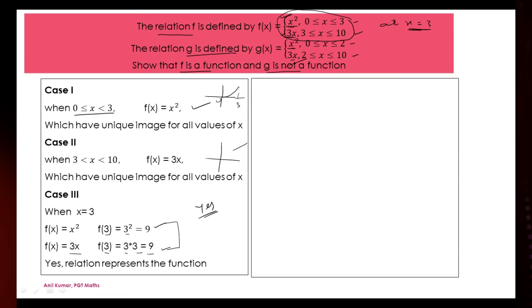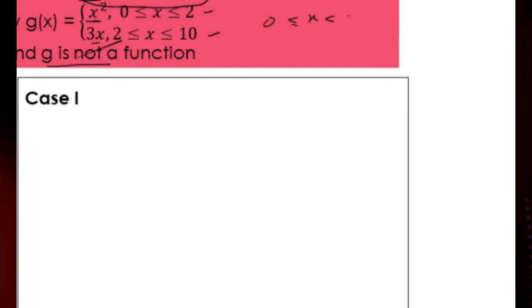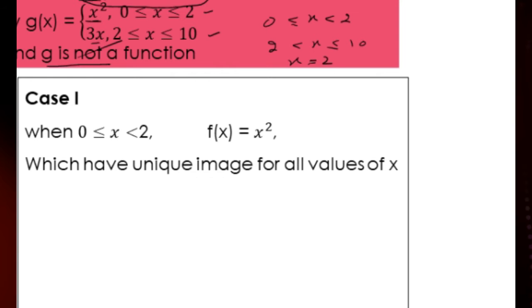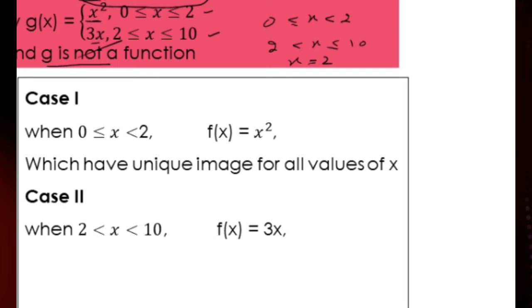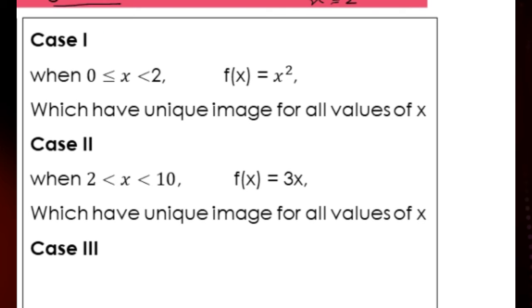For the second part, let's see. Here g is defined. My case 1 will become 0 to 2. Case 2 will be x lies from 2 to 10. And case 3, I will take x equal to 2, because at 2 the function is changing its behavior. So for 0 to 2, yes, it's a uniquely determined image, so no issue with this. For the second part, 2 to 10, 3x is a linear function, yes, it is also correct. Let's check at x equal to 2.